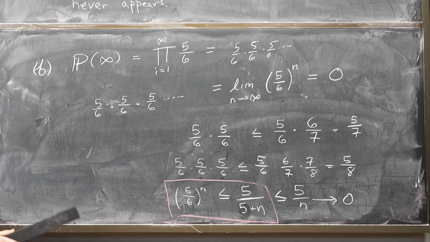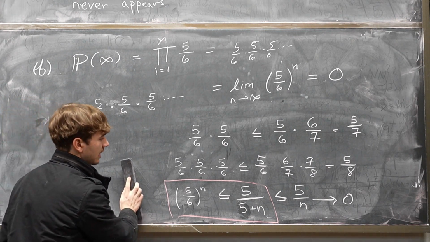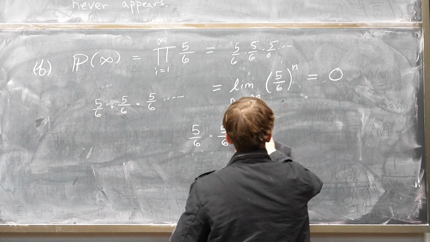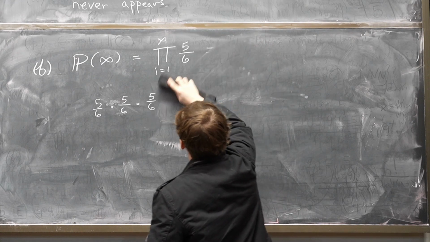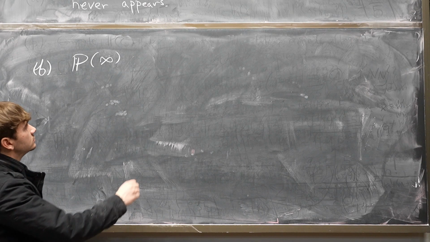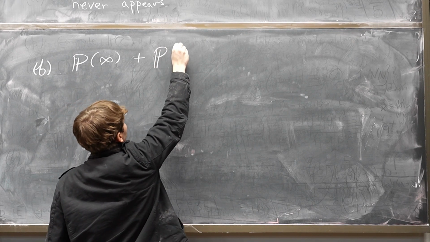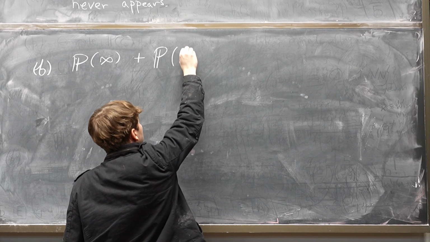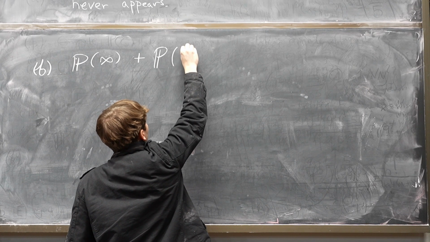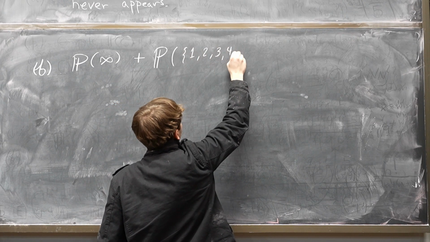Now, let me just prove this in a different way, because even this is a little bit unsettling, and this is not even ideal as it is. So let me just return to the axioms of probability, which state that the probability of two disjoint events sums through the union. So if I add the probability of not infinity, so the probability of observing anything in the set 1, 2, 3, 4.